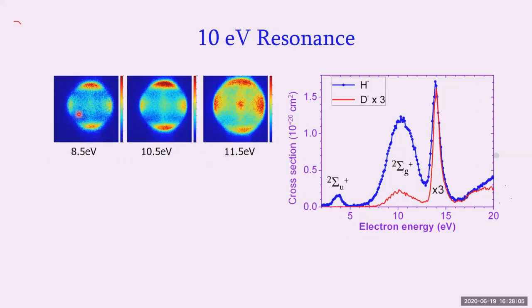You have a rather similar structure, which again doesn't show a forward-backward asymmetry. And these images can be fitted to give a Σg+ symmetry using multiple partial waves, in this case even partial waves, S and D basically.